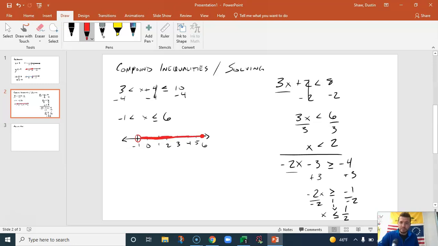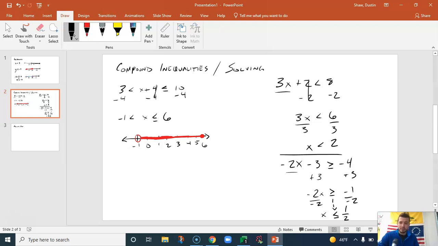So this is the type of graph that you're going to be looking for whenever you see a problem like this. That shouldn't be anything too crazy for you. Just again, you're going to solve it like normal. Just make sure you do the same thing on both sides of the compound inequality.